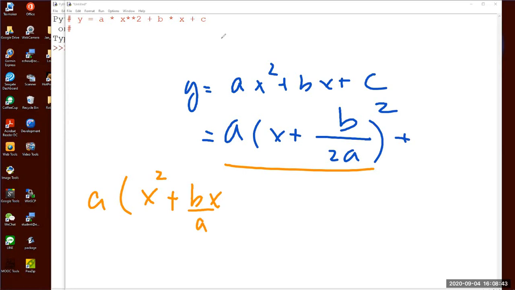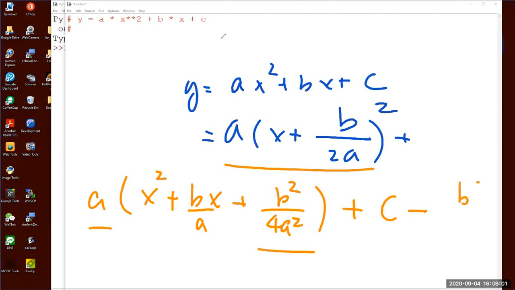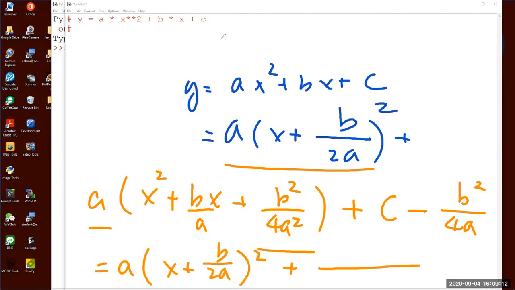Let me see. b over a x plus b squared over 4a squared, something like that, and then plus c minus this thing. This thing would be b squared over 4a. So this whole thing becomes a times (x plus b over 2a) squared plus (4ac minus b squared) over 4a. This one actually is like this.